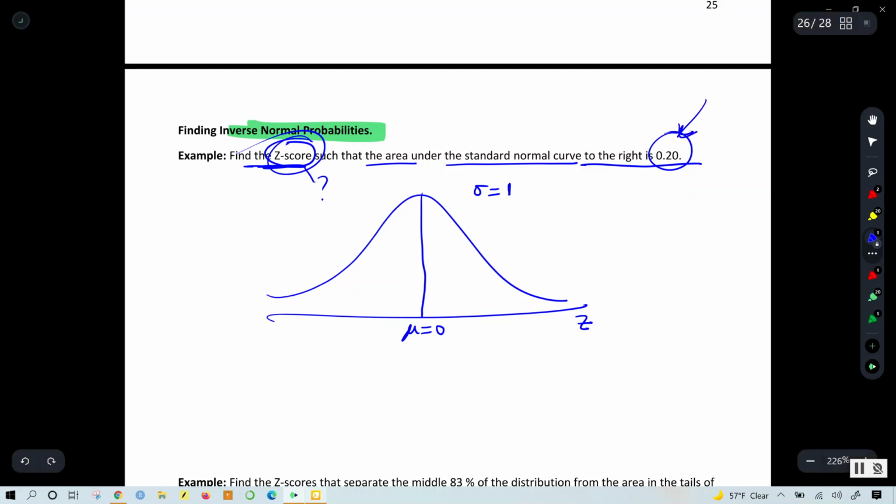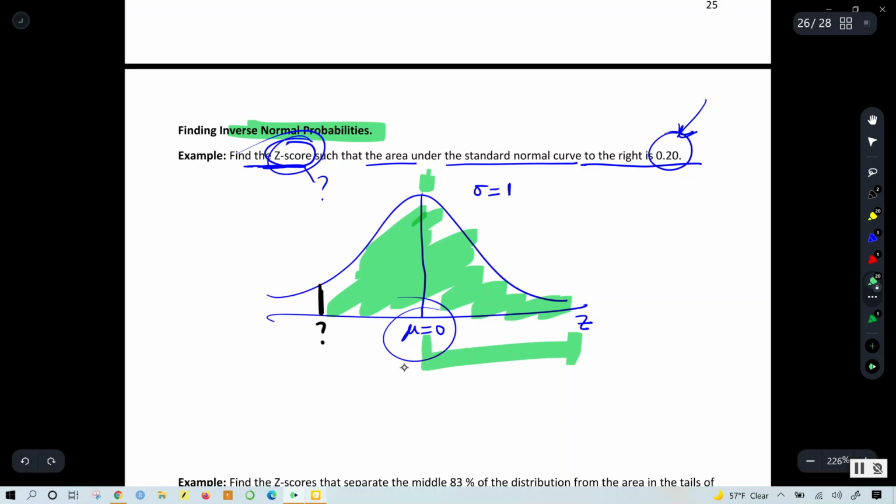Should it be on the left or on the right of the mean? That is the first question. Let's reason it out. If I put that number here, you agree with me that the area to the right is bigger than 0.5. Remember, 0.5 starts from here all the way here. Well, the area to the right should not be, because this is 0.20, which is less than 0.5. So I know that it's not on this side.